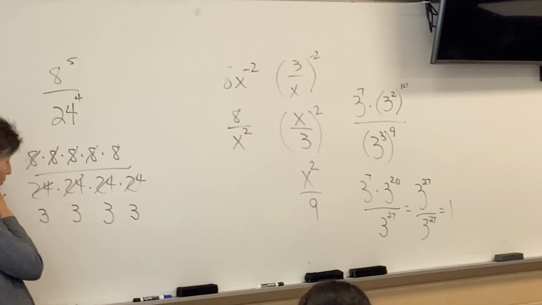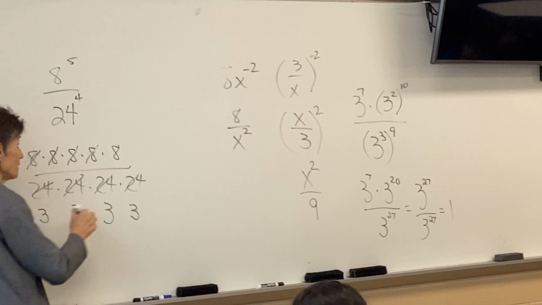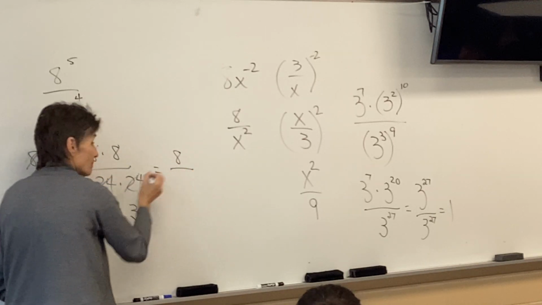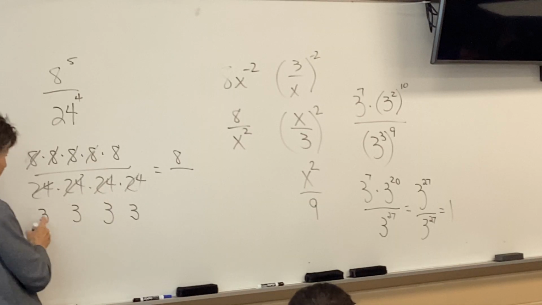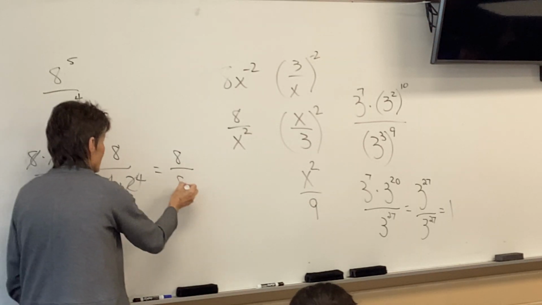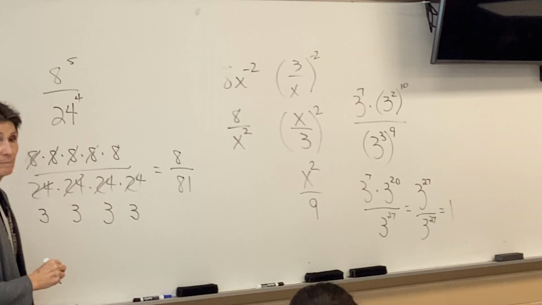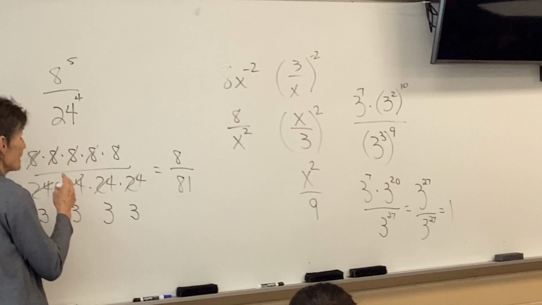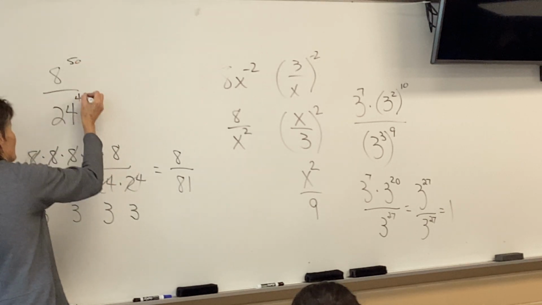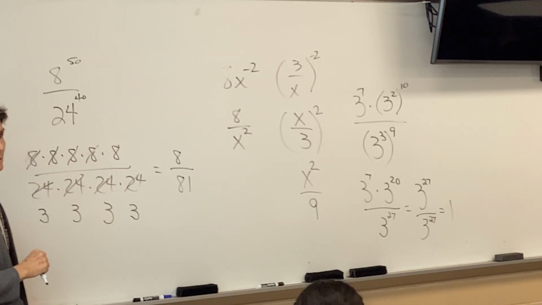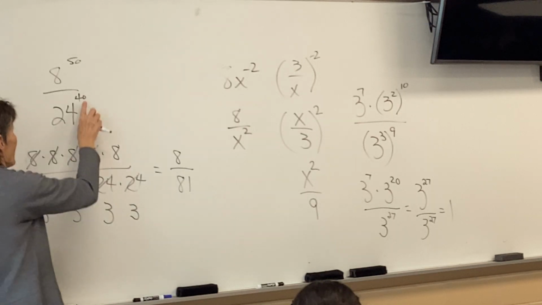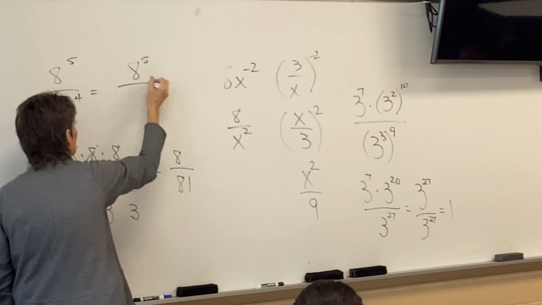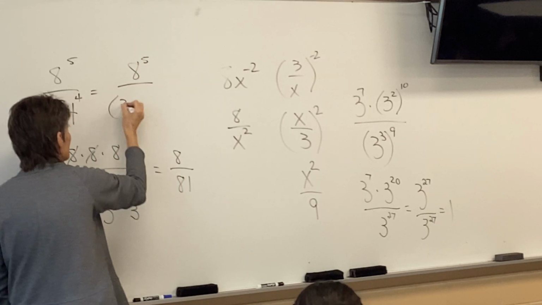So if you want to do the problem this way, you absolutely can. What would be our answer? On top we have 8, right? And on the bottom we have 81. That will work. It becomes tedious if these are like 50s and 40s, right? Then I really don't want to write all that out. So another strategy is to remember that 24 is 3 times 8.